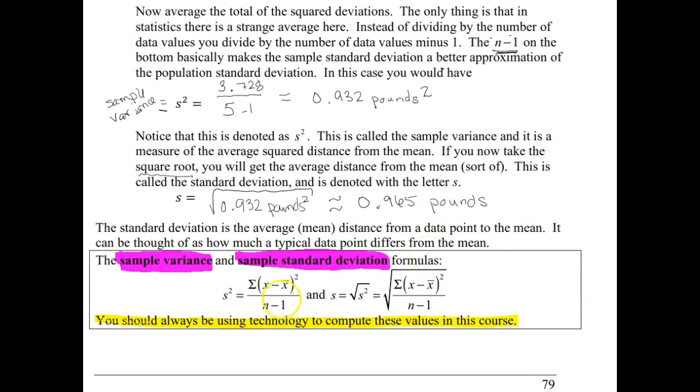Okay, so we have these two formulas given here just so that we have an understanding of what's actually being computed by technology when we compute these values, but you should always be using technology to compute standard deviations and variances in this course. We will never be computing those by hand.